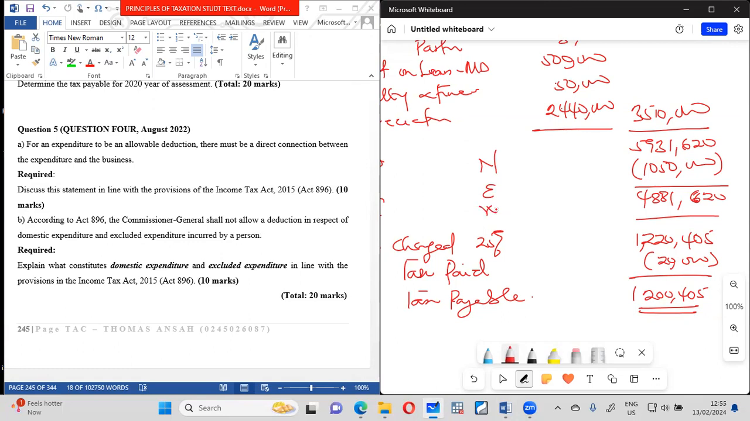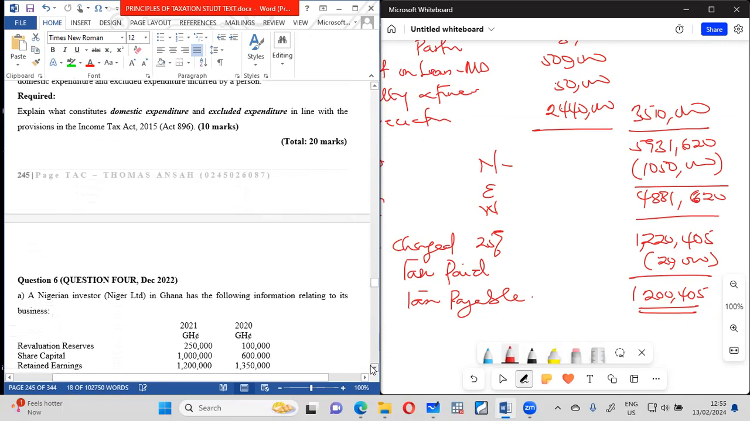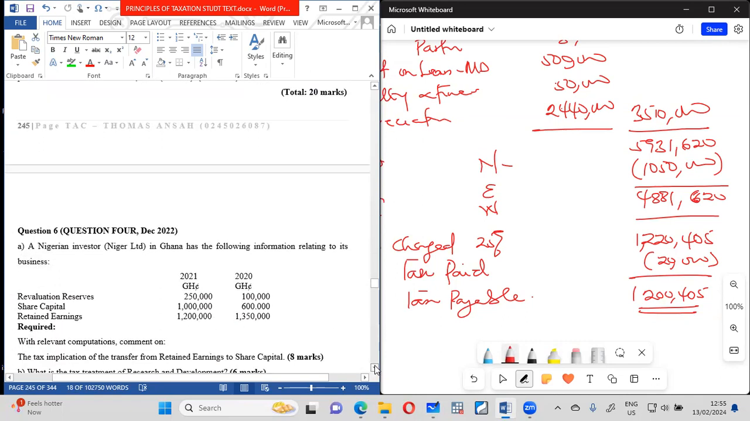We did. So necessary means that without which the entity cannot make income. So just explain them. Please then take section 9 seriously: domestic expenditure and excluded expenditure. We tackled it before. Also for 10 marks. Interesting.